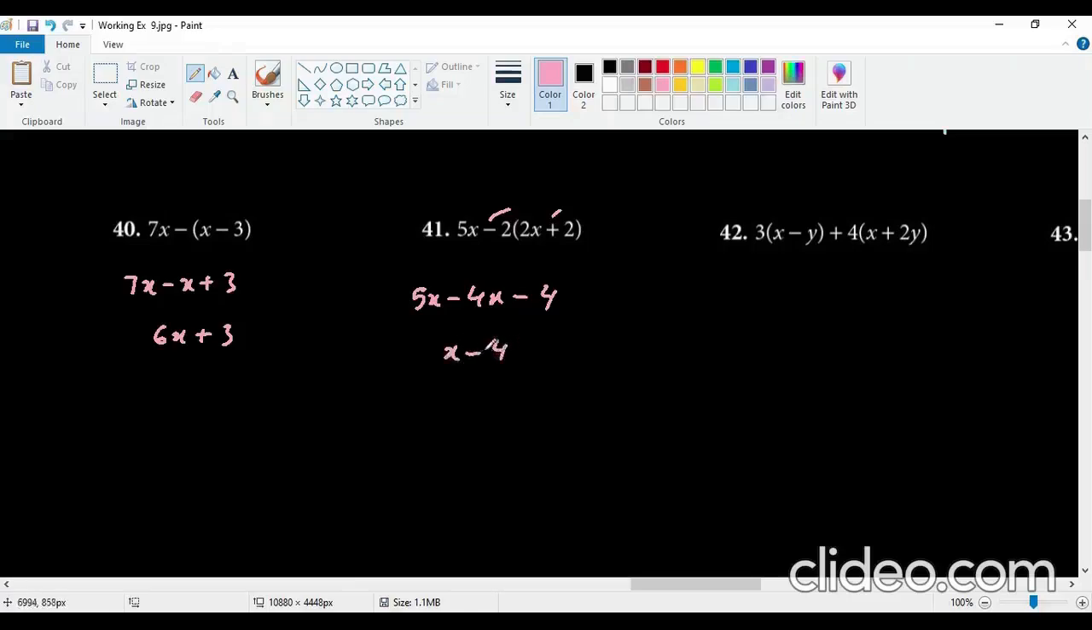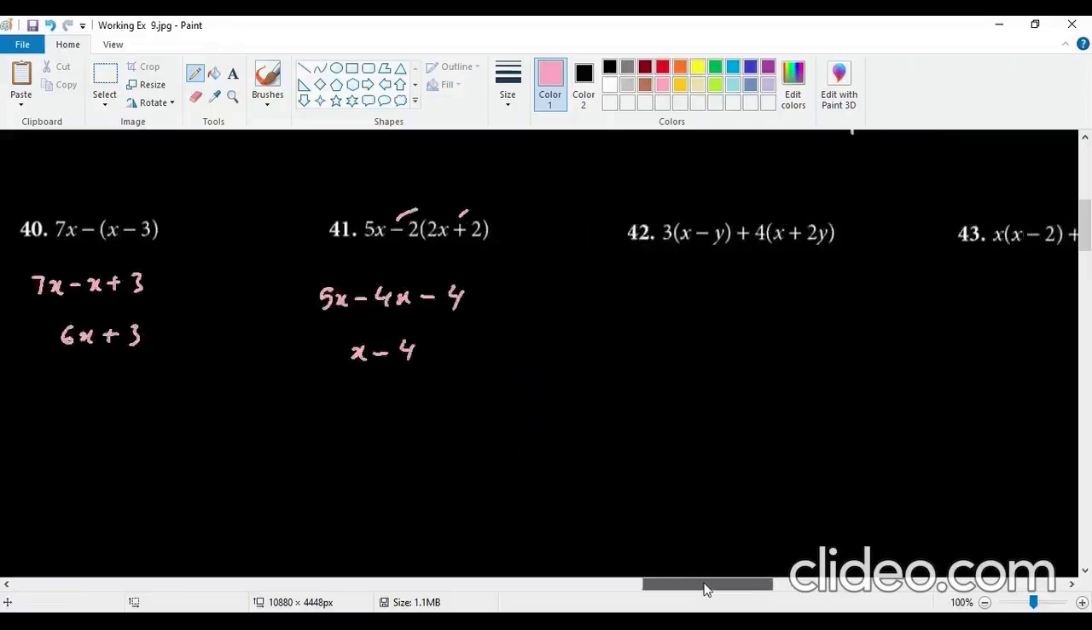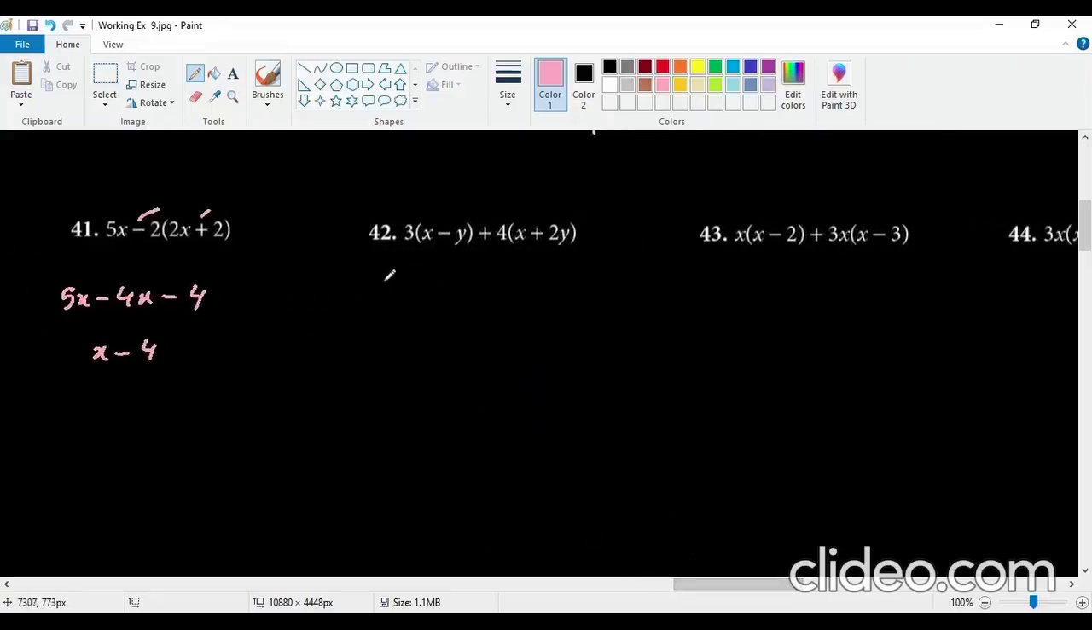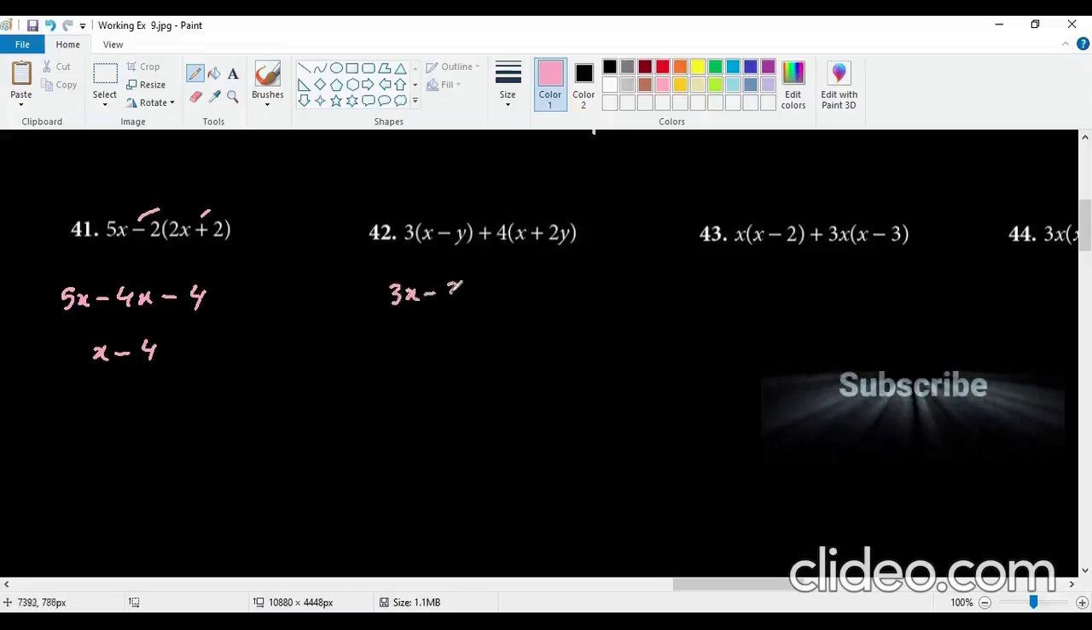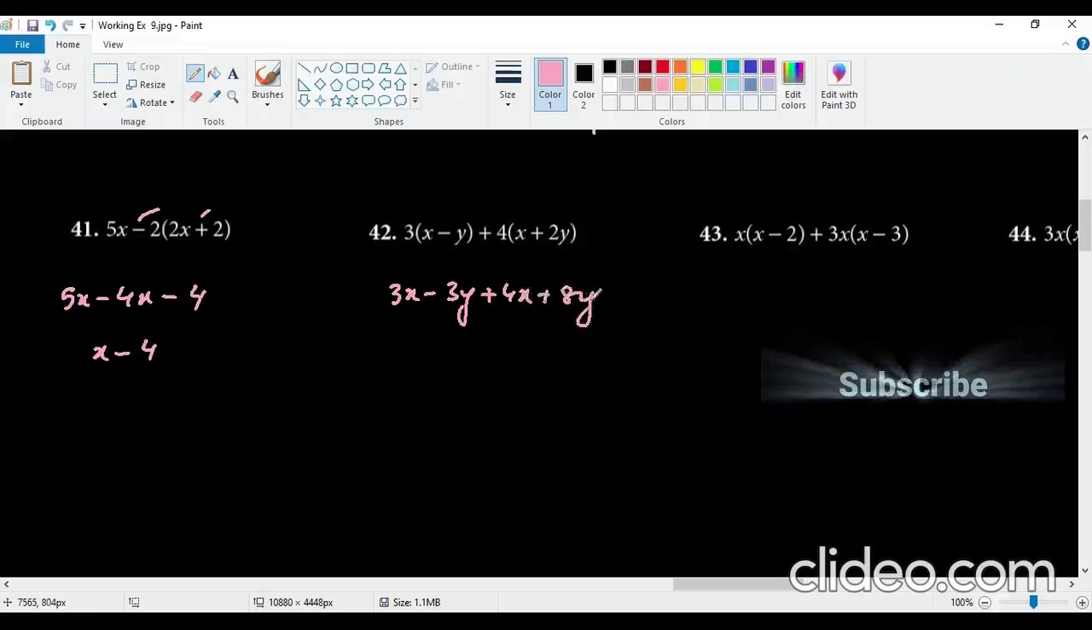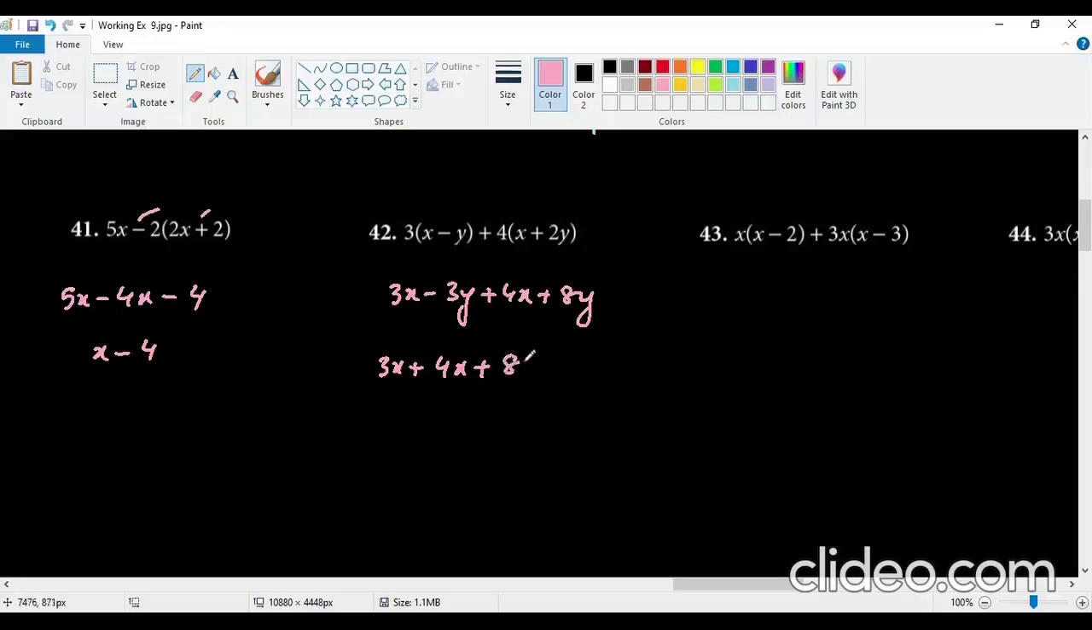When it comes to 42, in here you have 3x minus 3y plus 4x plus 8y. Now in here we keep the like terms together, 3x plus 4x and plus 8y minus 3y. That means this is going to give you 7x, and plus 5y as an answer for question number 42.